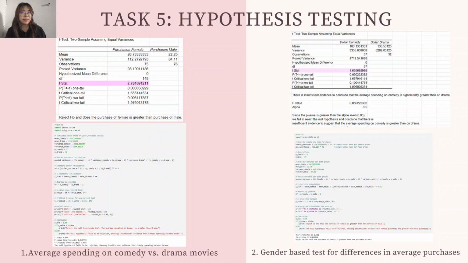Moving on to hypothesis testing, we first examine whether there is a significant difference in average spending between comedy and drama films. The results showed that the average spending on comedy films was $163.14, while drama films had an average spending of $135.53. Despite the higher average for comedy films, a t-test with a p-value of 0.9498 indicated that there is insufficient evidence to conclude that people spend more on comedy films rather than drama films.